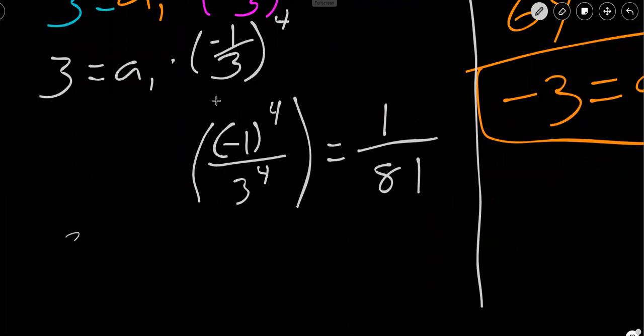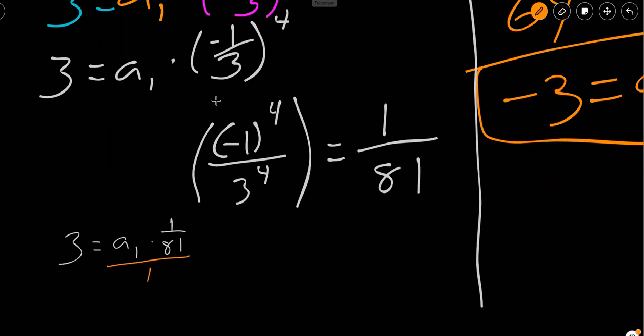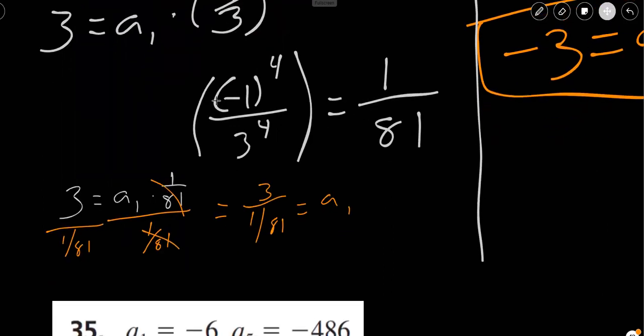So I can rewrite this as 3 equals A1 times 1/81st. Well, if I divide both sides of the equation by 1/81st, then I end up with 3 divided by 1/81 equals A1. I can work this one through.